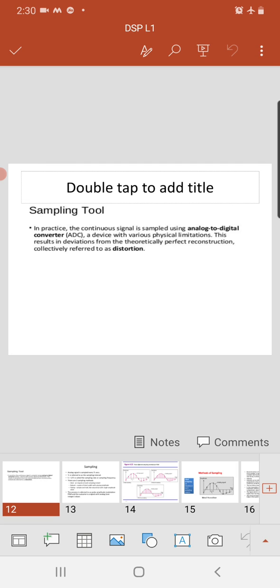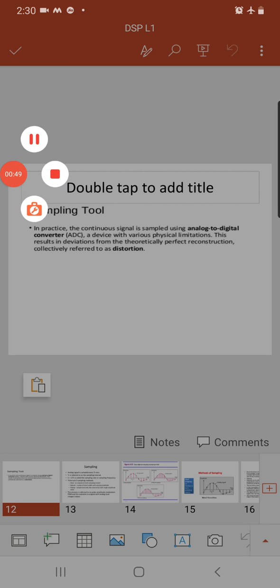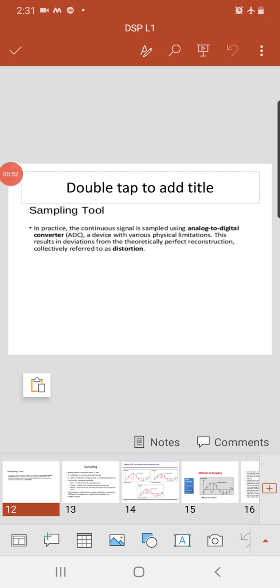So after sampling, our signal is not yet completely digital because the values x of n can still take on any number from a continuous range. So we use the term discrete time signal. Suppose the input signal x of t is A cos of omega t plus phi, and x of n is x of n Ts. So the equation will be A cos of omega n Ts plus phi, that is A cos of omega n plus phi.